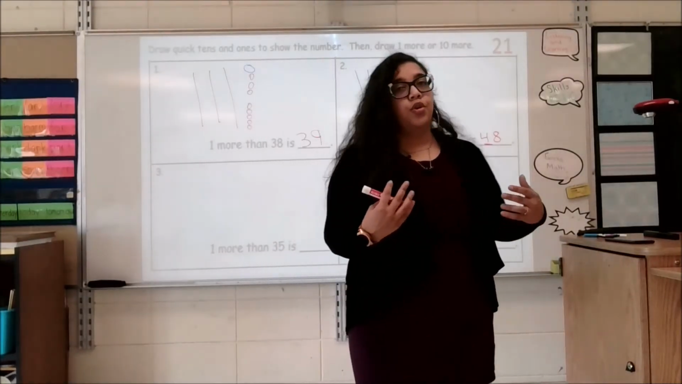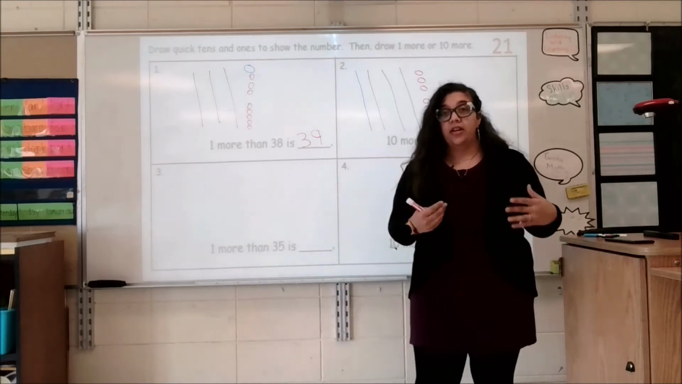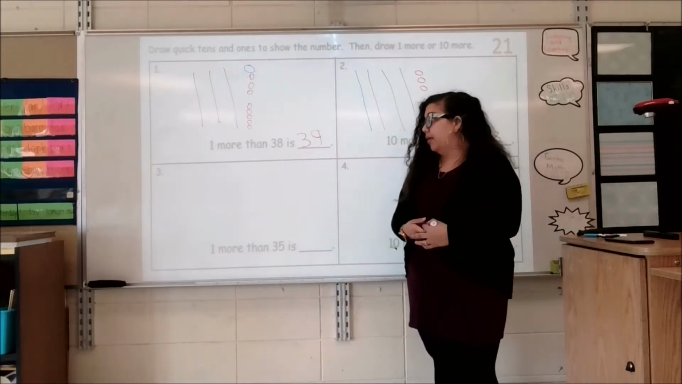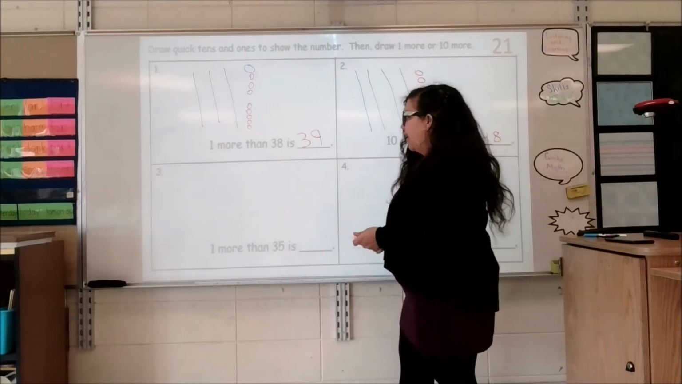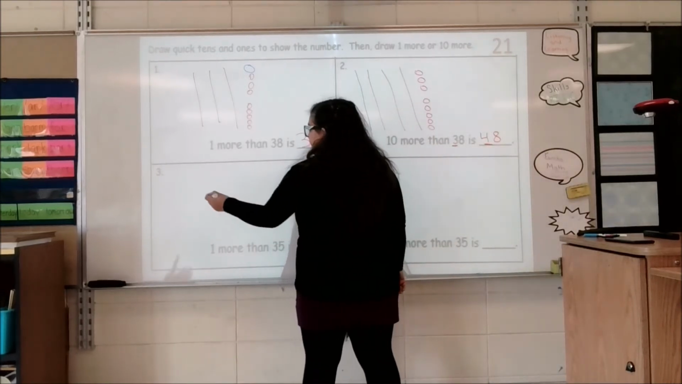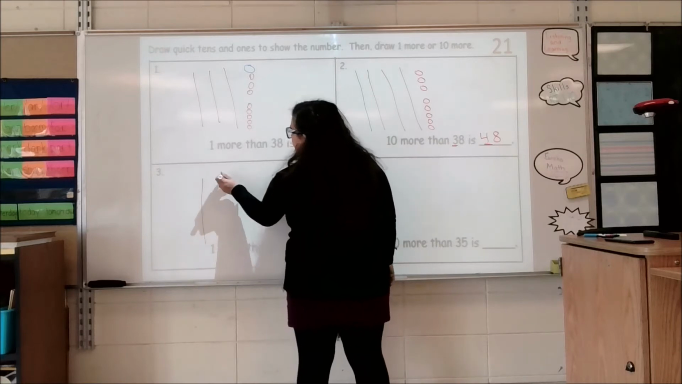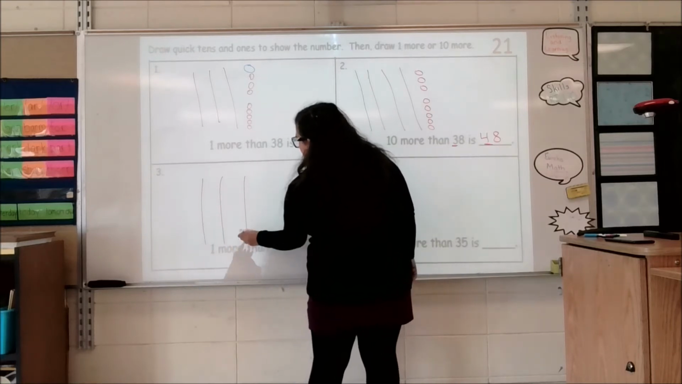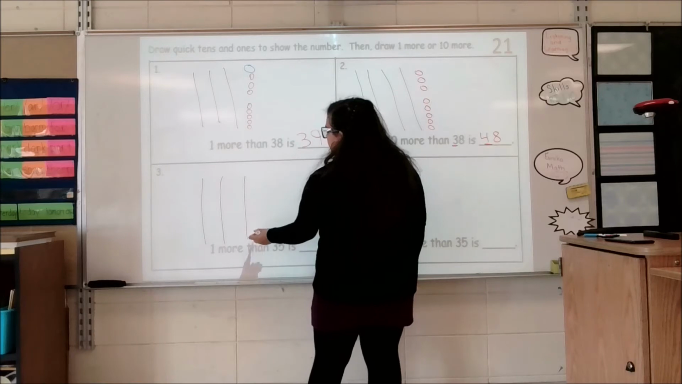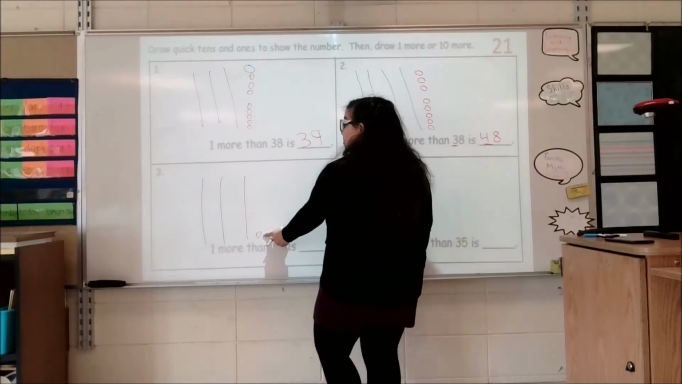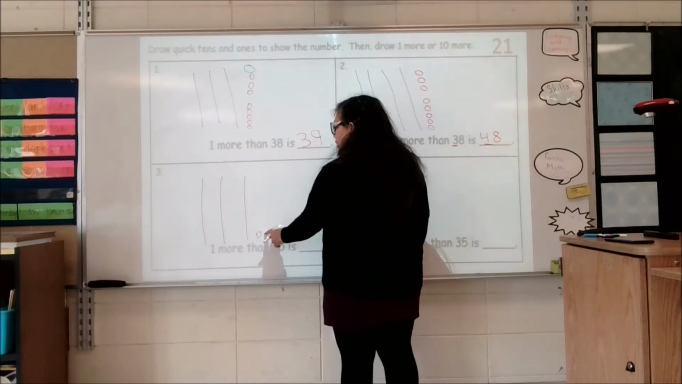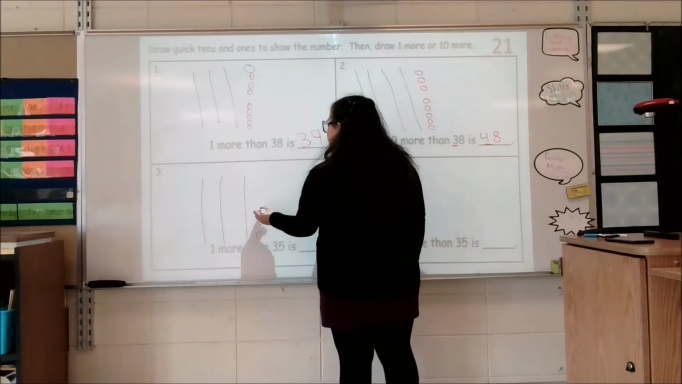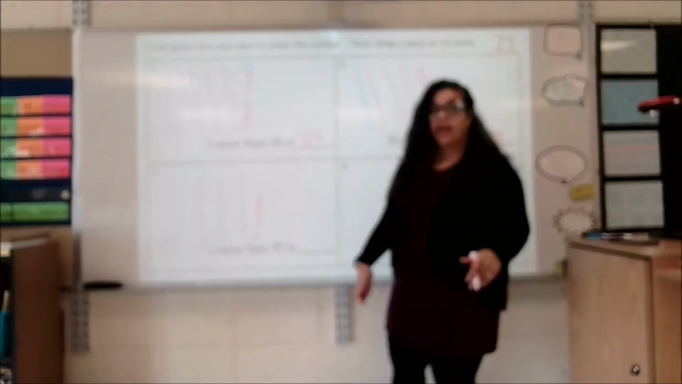Good. So the first thing we're going to do is draw the given number. What is the given number? What number do we start with? 35. Excellent. Using our quick tens, 10, 20, 30. Now, we're changing shapes, which means we're now counting by ones. We're now in the ones place. So 31, 32, 33, 34, 35.